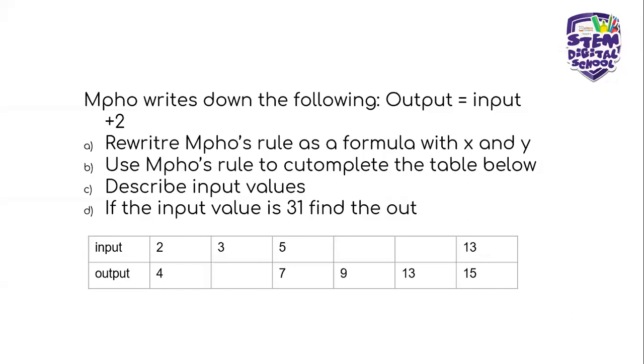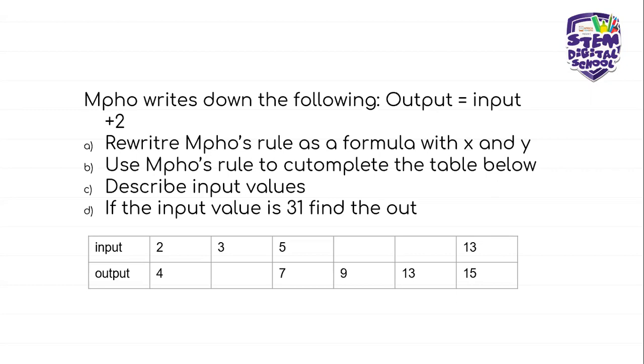Fizana also says 6. Now Fizana, just check the rule: output is equal to input plus 2. So it means you simply add 2 to the input. So if the input is 3, you add 2. 3 plus 2 is 5. Can you see that? So that's how we get 5. So if the input is 3, then the output is 5.